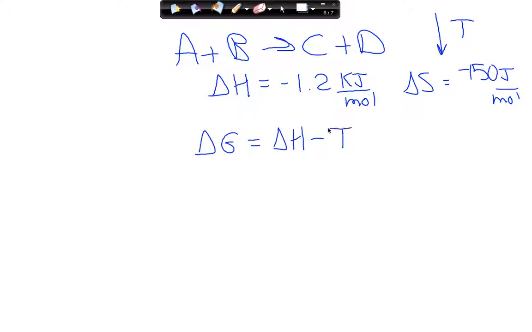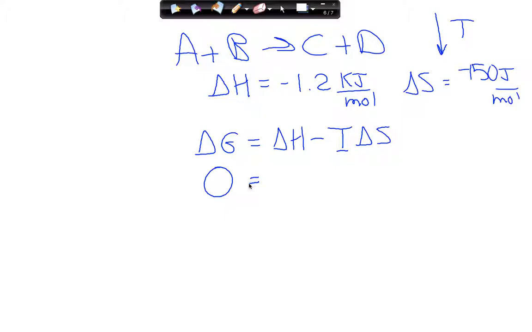Delta G is equal to delta H minus T delta S. Now guys, what we're trying to solve for is the temperature of equilibrium, our switching point. But what can we do to this equation so that we can solve for the temperature of equilibrium? Delta G is 0, because delta G of 0 is the delta G of equilibrium. And now we plug in what we know.